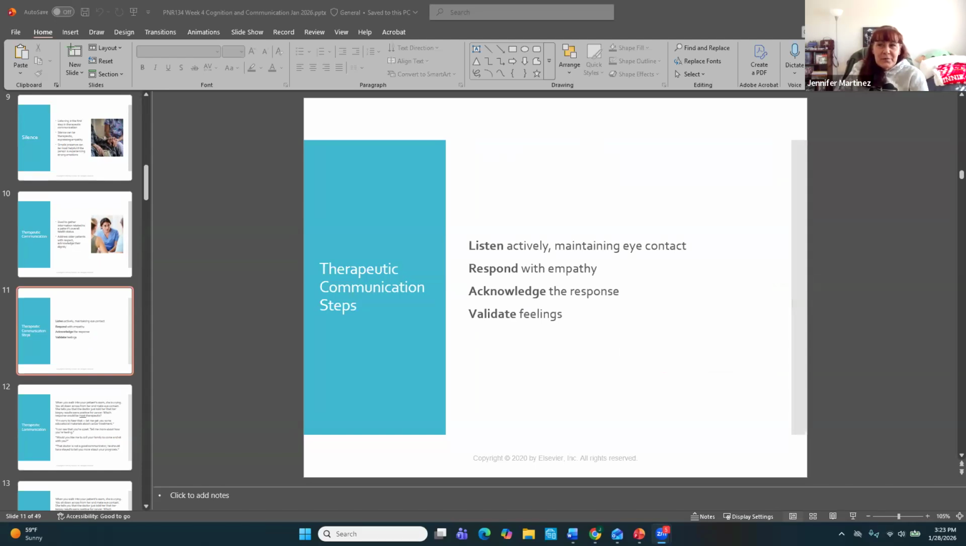So communication steps. These are really important, right? When we look at how we communicate with people: listen actively and maintain eye contact. And that's probably one of the biggest things that we need to do. And just like I was saying, you walk into that one patient's room and they just want to tell you their whole life story. And you're like, oh my gosh, what did I just walk into? Right.